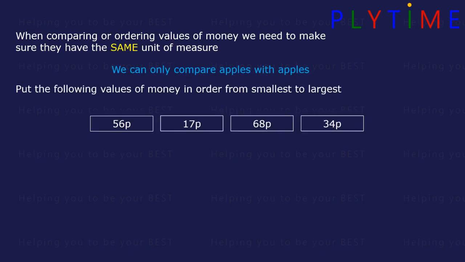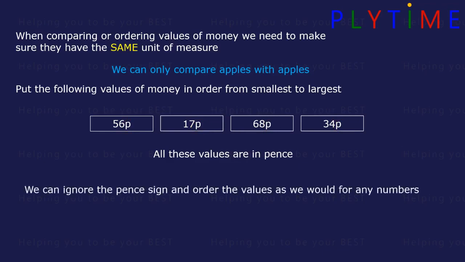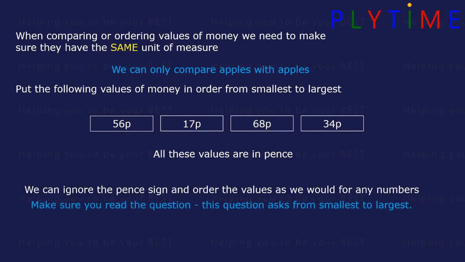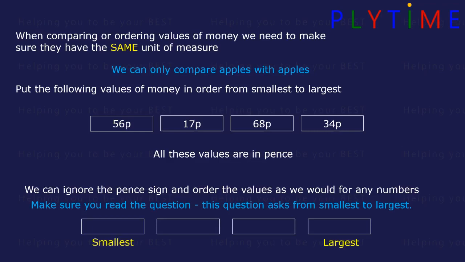56p, 17p, 68p and 34p. All these values are in pence using the p. So we can ignore the pence sign and order the values as we would for any numbers. Make sure we read the question. This one is asking from smallest to largest. So the smallest value is 17, then 34, then 56 and the largest is 68p.